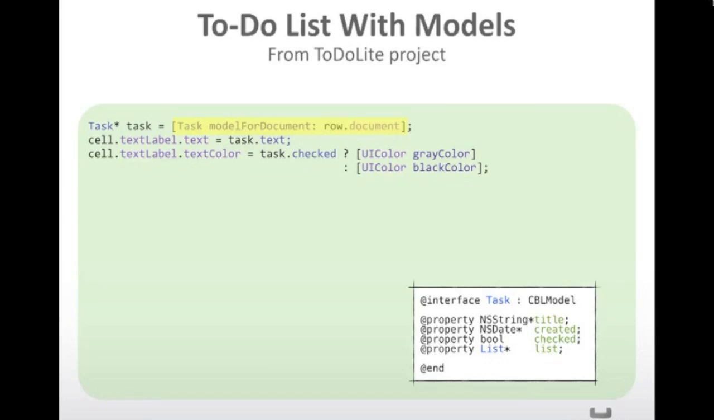So let's look at how we would do some of this stuff. So here is part of our method that draws or updates the table cell. And all we need to do now is, once we've got this query row, we just get the row's document and then create a task model for that document. And then from the task, we can just access its properties directly. The text property and the checked property is just a native Boolean, so we can use it directly in the if. It really simplifies the code.